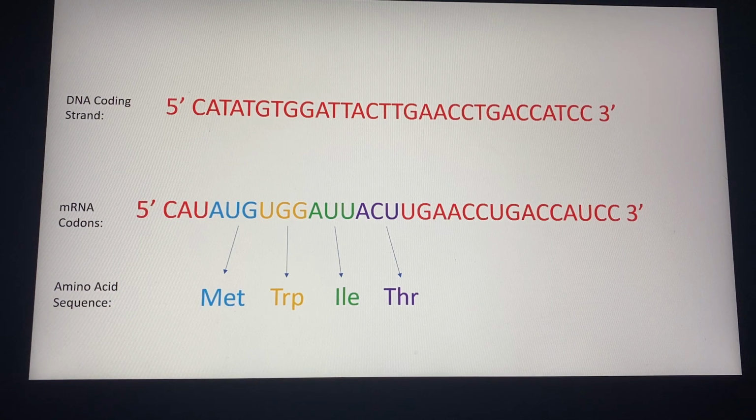With our coding strand, we can transcribe the mRNA sequence by just changing all the T's to U's. With the mRNA sequence, we can translate this into the amino acid sequence. The reading frame always starts with the start codon AUG, which codes for methionine. Next we have UGG, which codes for tryptophan. Then AUU, which codes for isoleucine. Next is ACU, which codes for threonine. And finally UGA, which is our stop codon.